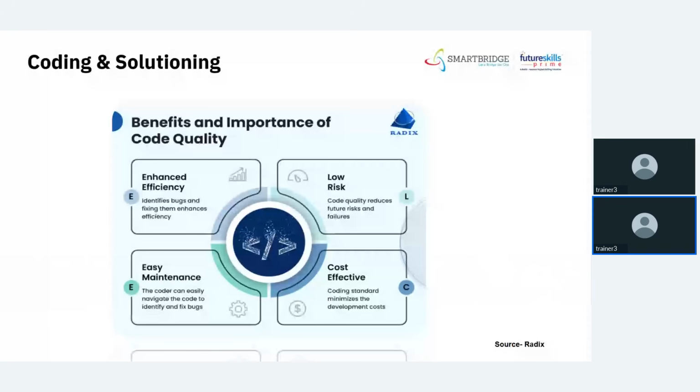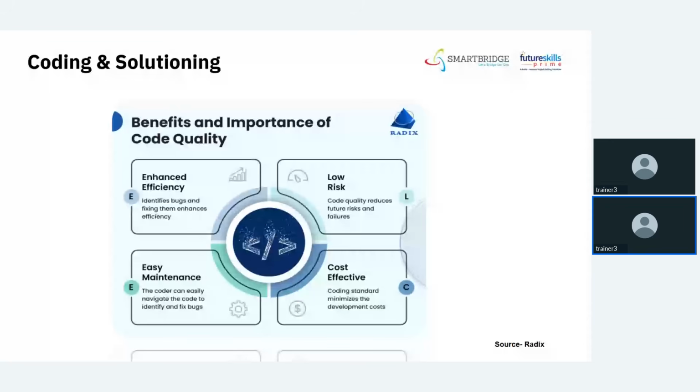Low risk: code quality reduces future risk and failures. Sometimes you will write the code and a button is going to be created. For example, you are interested in creating a button, like a register or sign up button. Sometimes it may work, sometimes it may not. So you need to check the code. If there is any minor error, it's not going to give the best results and outputs. You need to check that to get low risk, right?